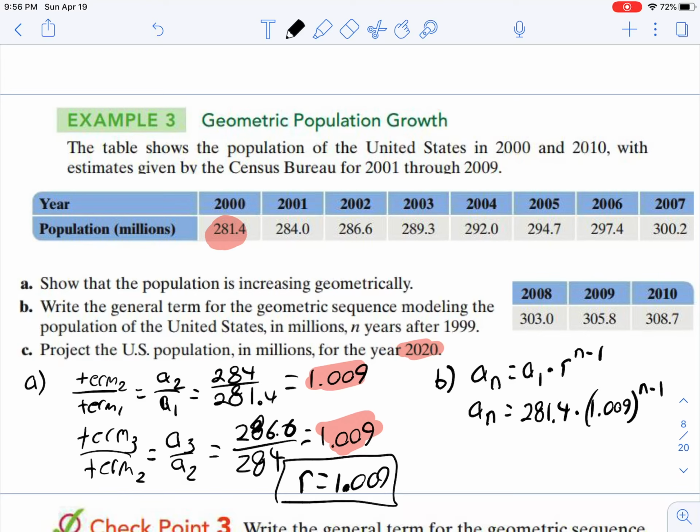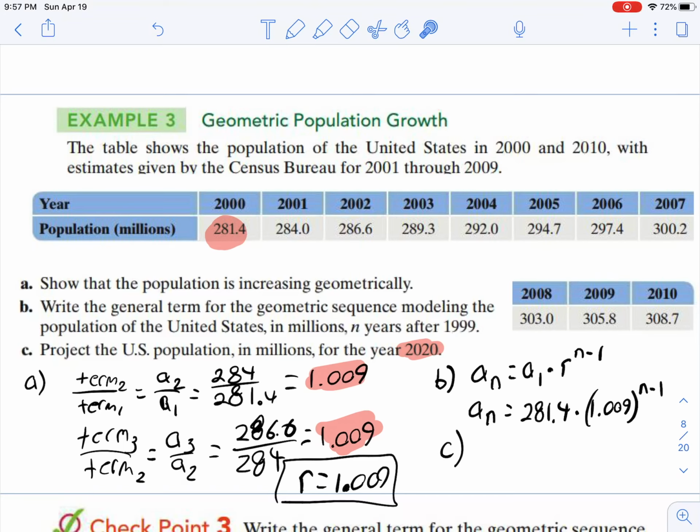Now the last thing that we need to do for part C is find out what's going to happen in 2020. So project the U.S. population in millions for 2020. If we're thinking about it, 2000 to 2020, how many years is that going to be? Once you figure out how many years that is, you're going to plug that in here, use your calculator, and find your new value.